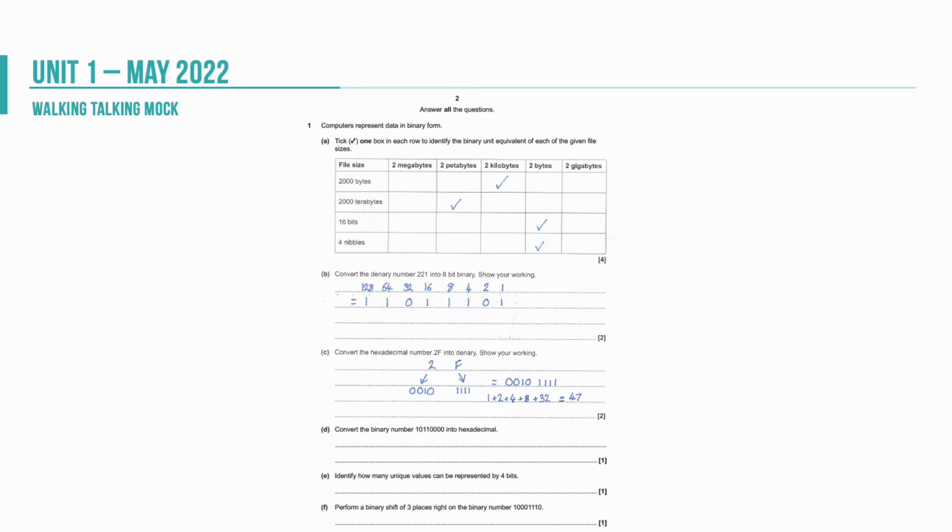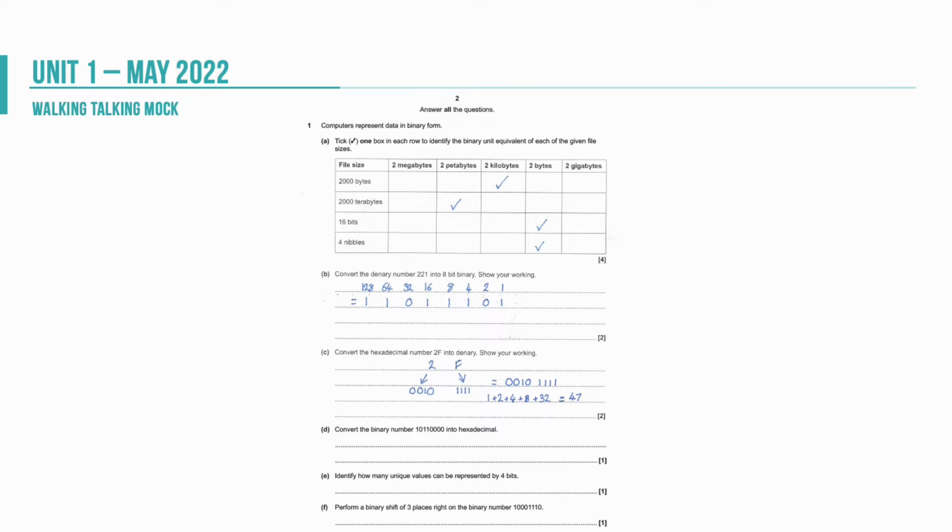We're then asked to convert the binary number into hexadecimal. Again, I'm going to look at it as 2 separate nibbles. So I've got 1011 and then 4 zeros. Now 4 zeros should be easy. That's definitely going to equal 0. So I know it's something 0.